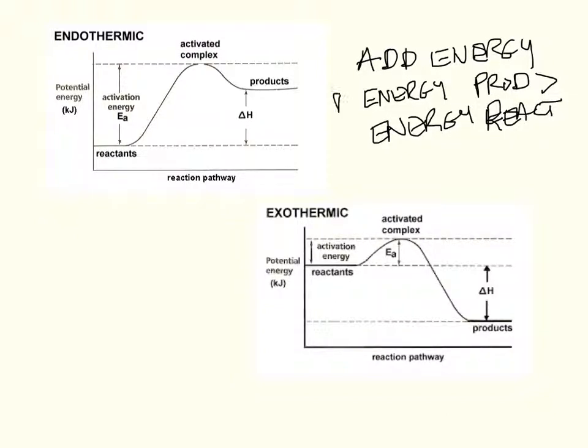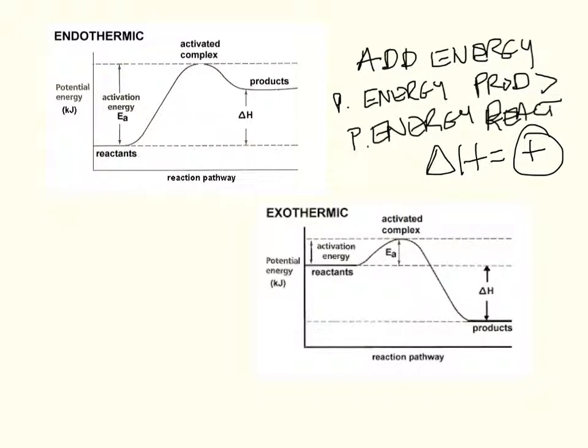The potential energy of the products is greater than the reactants. And you can see that right here: this energy level here is higher than this energy level here. So we've added all this energy to get to the complex, then we've only recovered some of it. So the delta H is here, and therefore delta H for this reaction is positive.